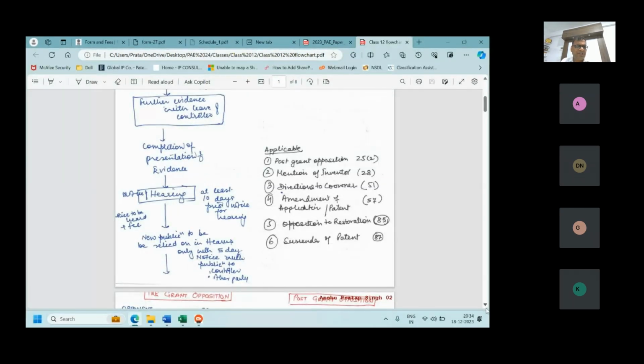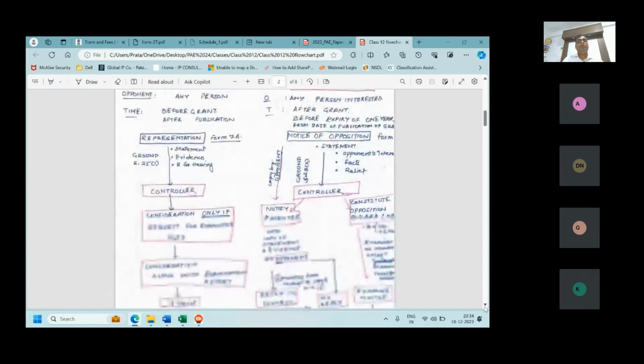Post grant opposition will have a minor change, that there is a constitution of an opposition board, but post grant opposition under section 25(2) will work like this. Mention of an inventor under section 28 will work like this. Directions to co-owner under 51 will work like that. Amendment of application or patent, if there is a proceeding under 57, will work like that. Opposition to restoration under 85, and surrender of patent under 86. So this is the general format in which a proceeding works.